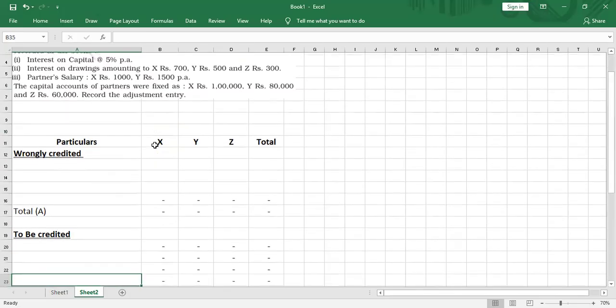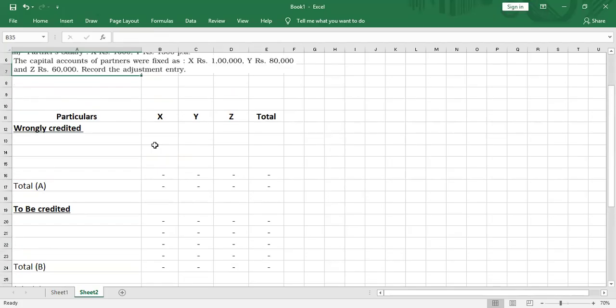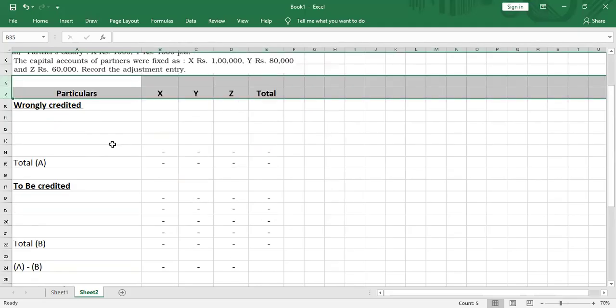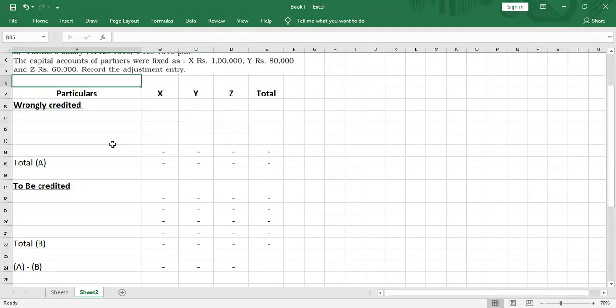What I recommend my students do when they're solving a past adjustment problem is create a table like this. Again, I'm not explaining the logic of how to do this and why we are doing this at this point, because I don't think it is relevant two days before the exam. I'm just going to teach you how to solve it. Create a table like this and then write the usual adjustments that will be there in your P&L appropriation account.